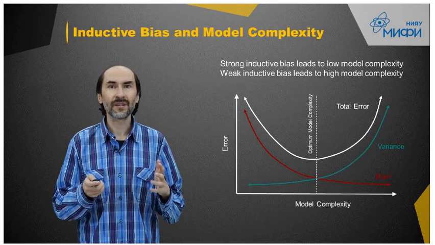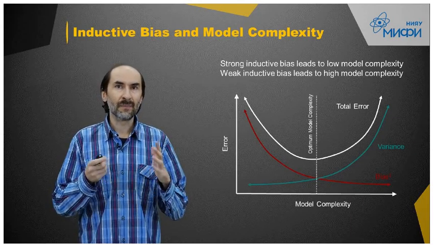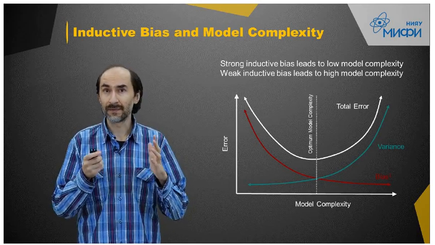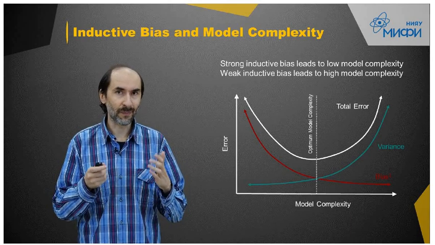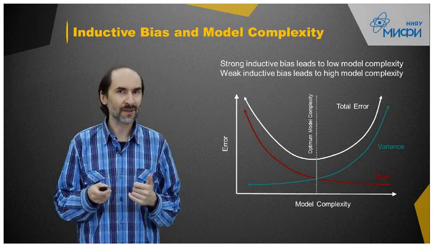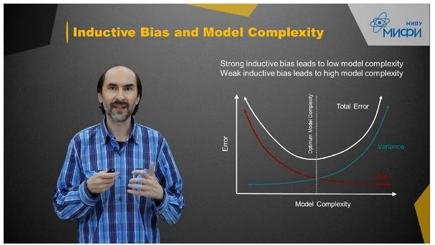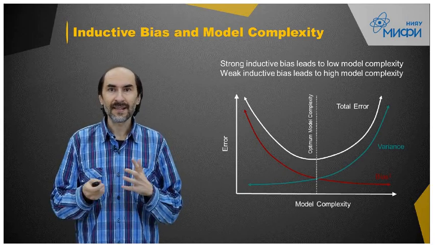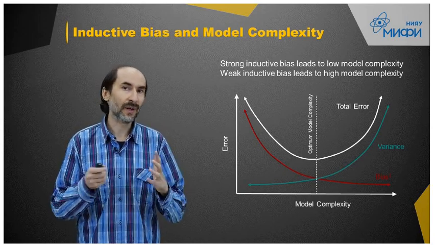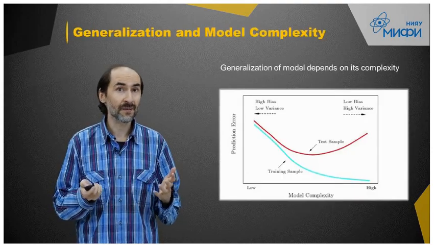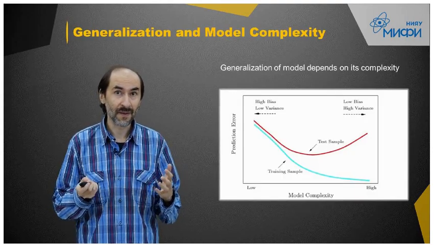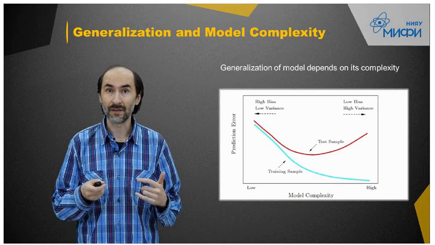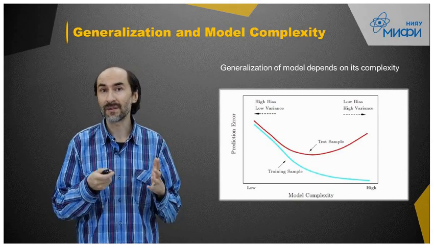Here is an illustration of how the bias and variance depend on the model complexity. Too simple models usually have low variance but high bias, and too complex models have low bias but high variance. The optimal model complexity realizes some trade-off between bias and variance. The same thing holds for the generalization error. The figure shows how the training and test errors depend on the model complexity. Too simple a model has both errors high.